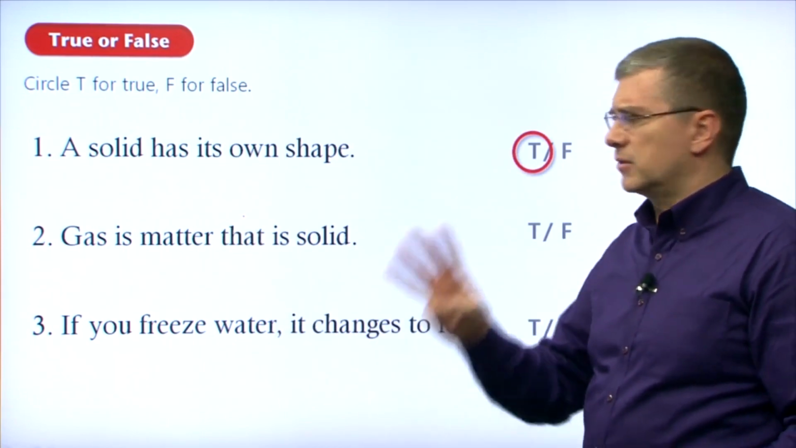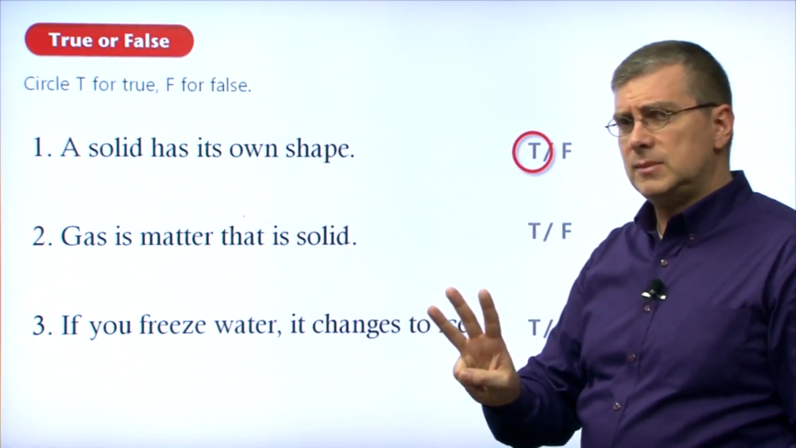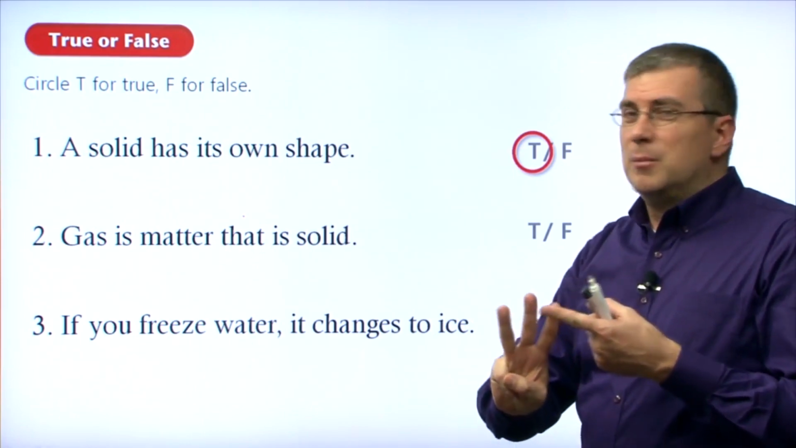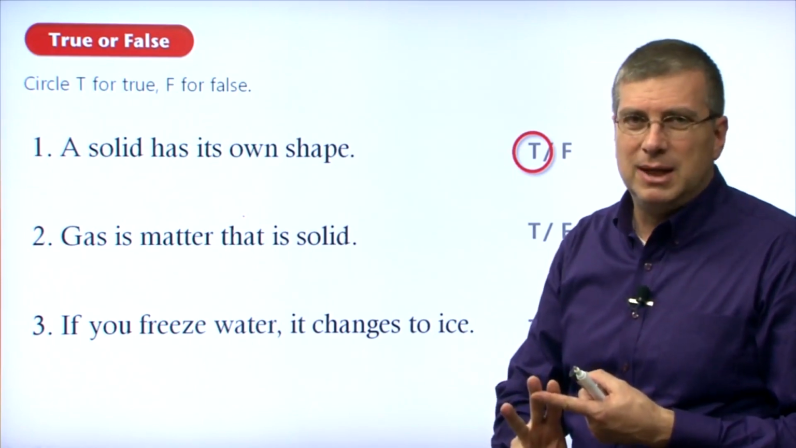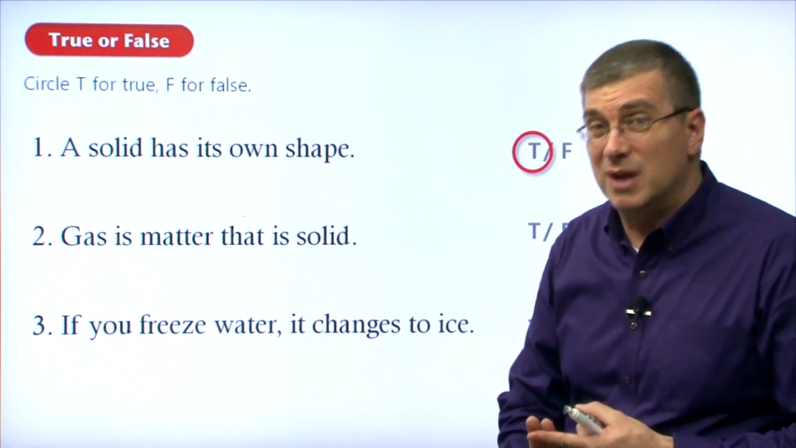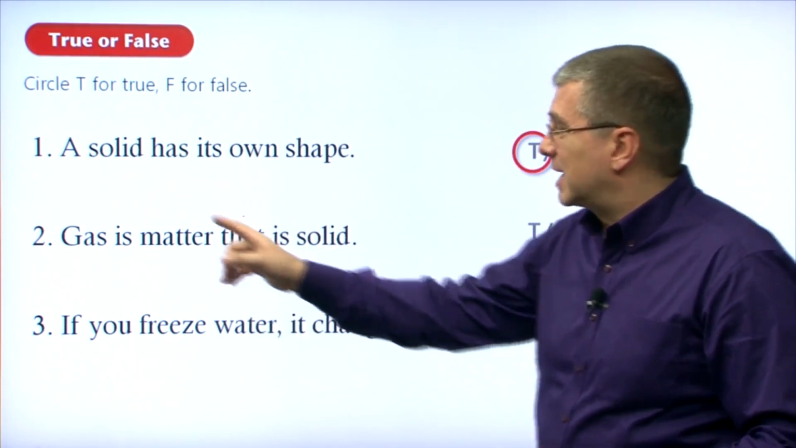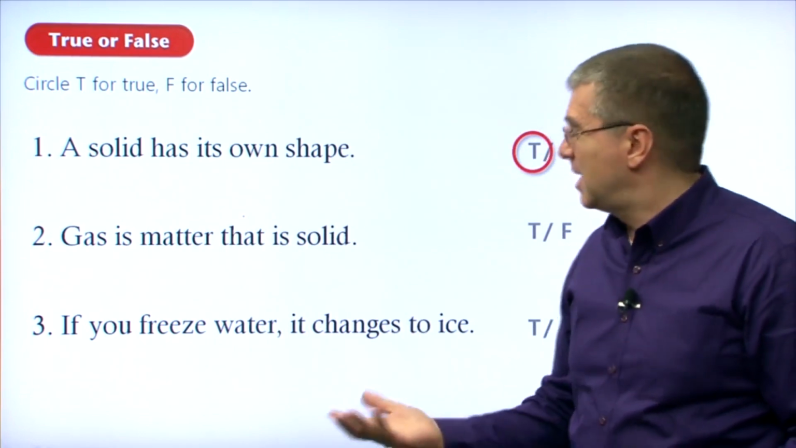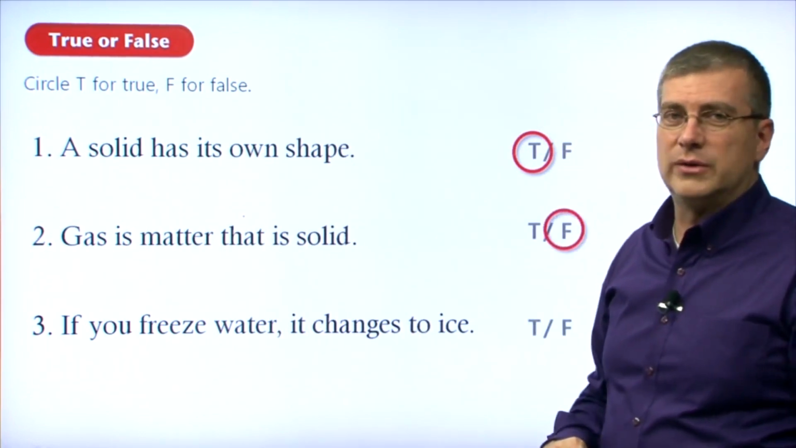Number 2, gas is a matter that is solid. Doesn't make sense because we're talking about 3 forms of matter. It can be a solid, it can be a liquid, or it can be a gas, but it can't be both at the same time. It can't be a solid and a liquid at the same time, right? So that doesn't make sense. It's a gas and a solid at the same time? No, that's impossible. We say false, okay?